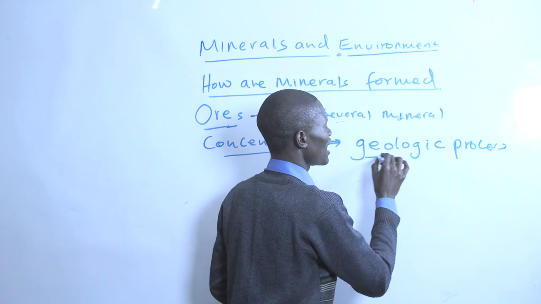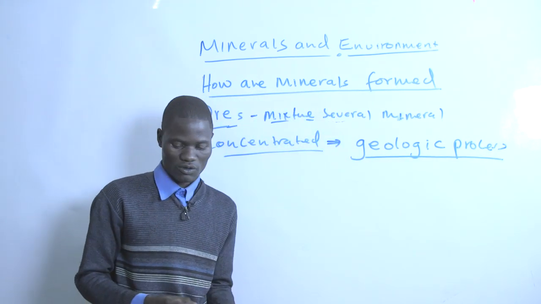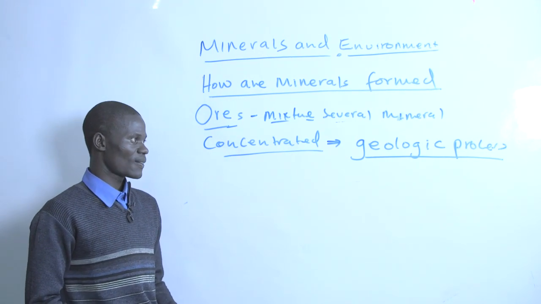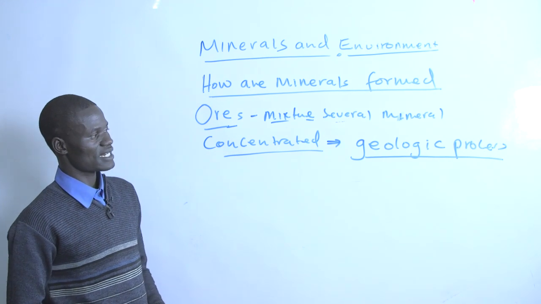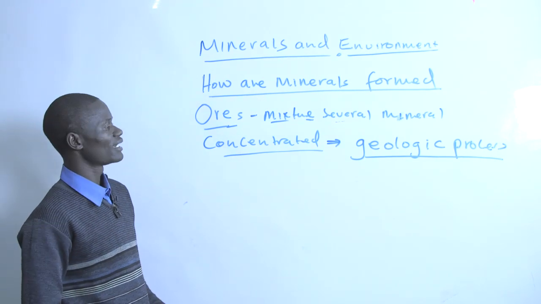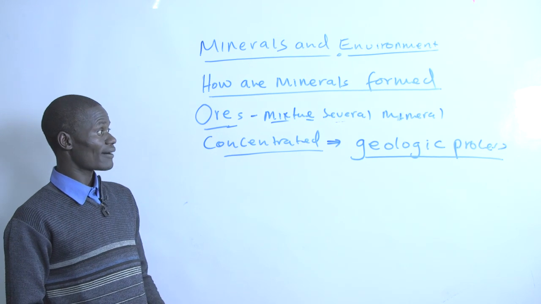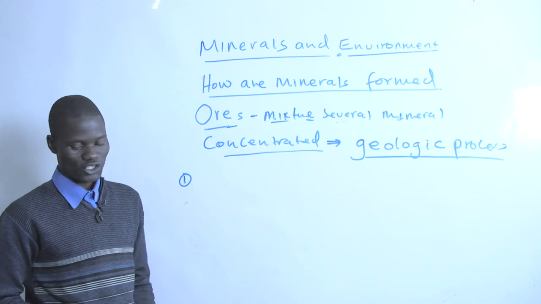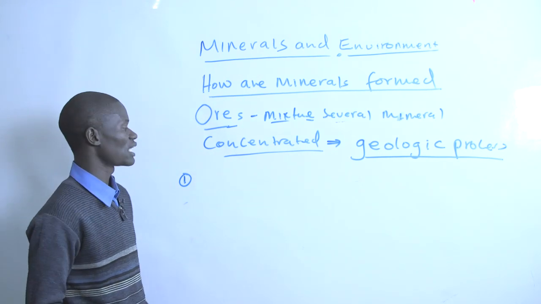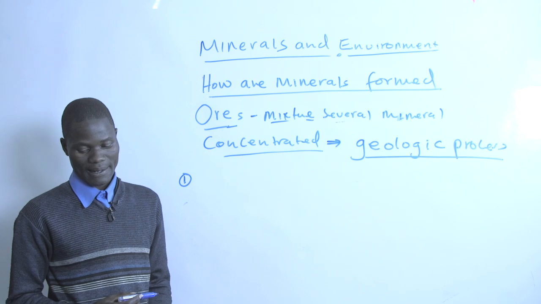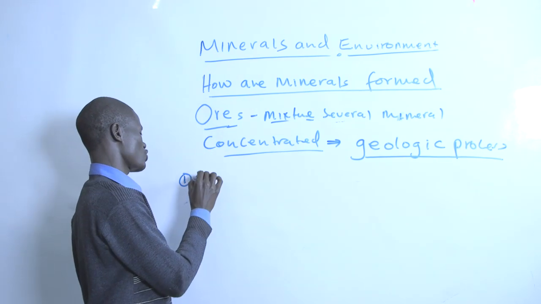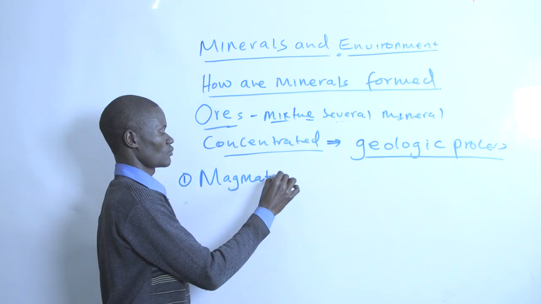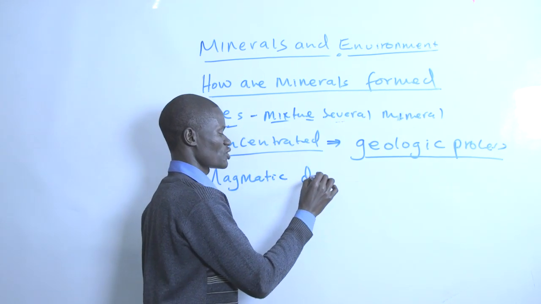Therefore, minerals are formed in geologic processes. And these geologic processes include various types of process under which these minerals are formed. For example, one of the geologic processes over which minerals can be formed is magmatic deposit. We have the magmatic deposits.